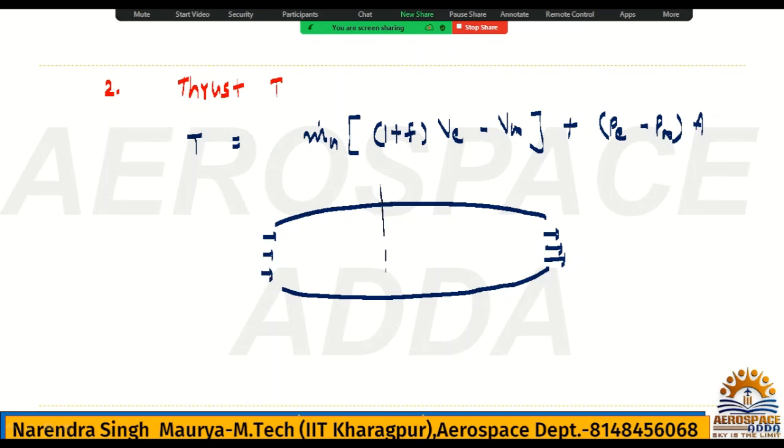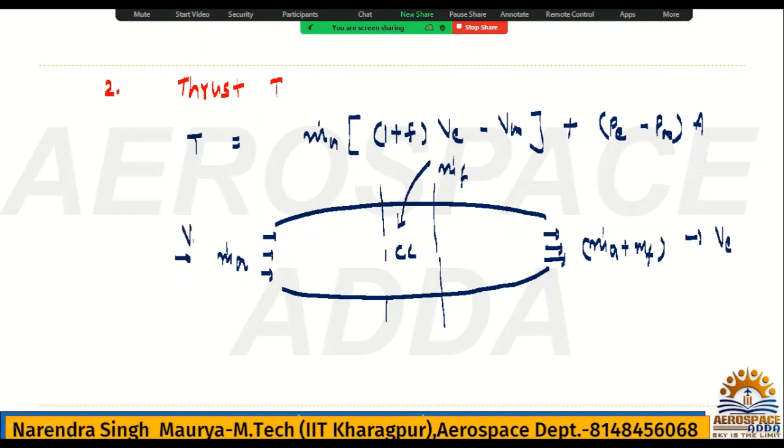Okay. This is the combustion chamber, m dot f. This is m dot a, m dot a plus m dot f. What is the velocity here? It is v exit. Yes or no? And what is the velocity here? It is v infinity. What is the atmospheric or ambient pressure? P infinity.